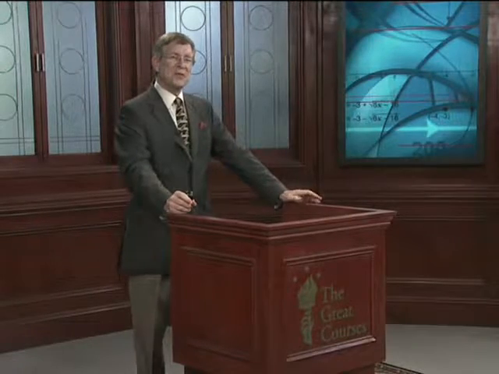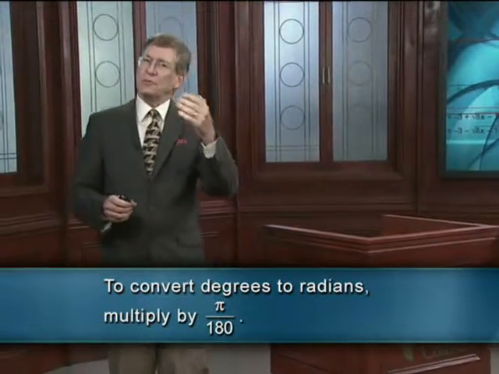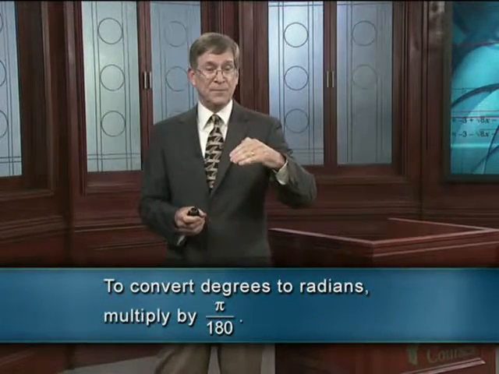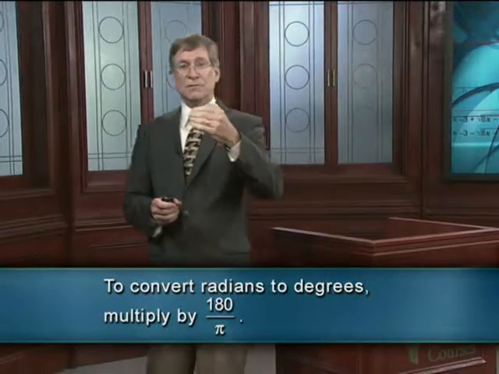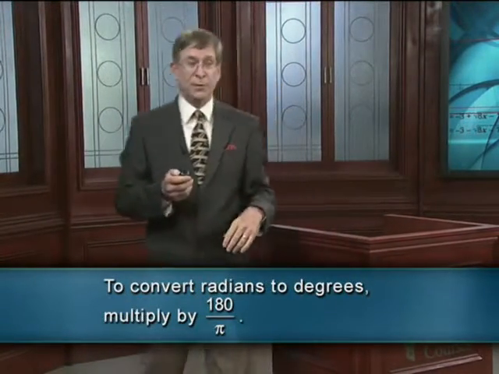Okay, so what are the conversion formulas? If you want to convert from degrees to radians, multiply by pi over 180. And conversely, if you want to convert from radians to degrees, multiply by 180 over pi.